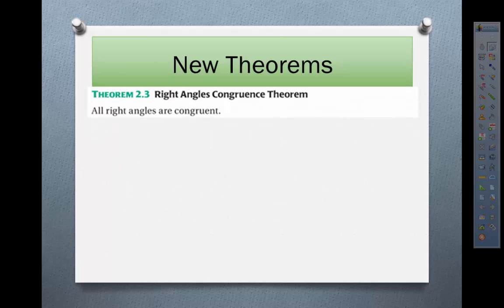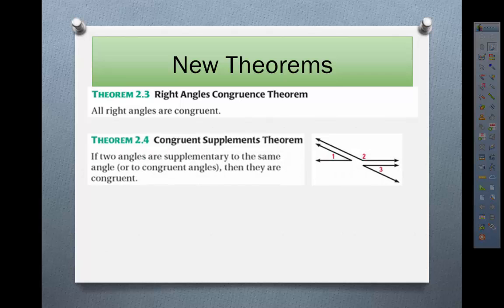Okay, so here's a new theorem. All right angles are congruent. That's because they all measure 90 degrees, and so they're all congruent. Well, that one's like a no-brainer. Here's one of them that we just mentioned. If two angles are supplementary to the same angle, then they are congruent. Now there's another one just like this. It has to do with complementary angles.